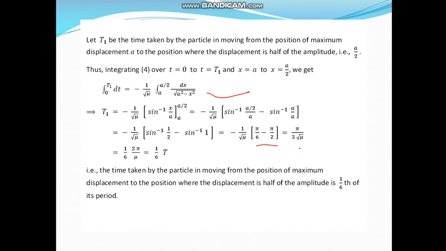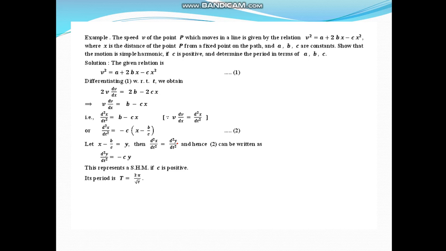पूरा सिंप्लीफाई करोगे, रिजल्ट आएगा पाई बाय 3 रूट म्यू. So that is 1 by 6 twice पाई बाय अंडर रूट म्यू, that is 1 by 6 times T. That is the time taken by the particle in moving from the position of maximum displacement to the position where displacement is half of the amplitude, clearly 1 by 6th of its period.